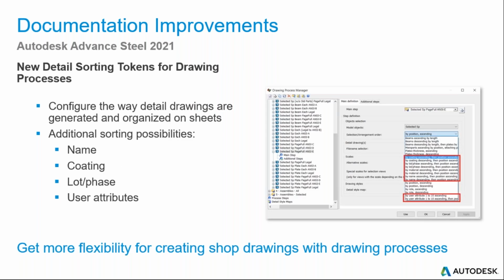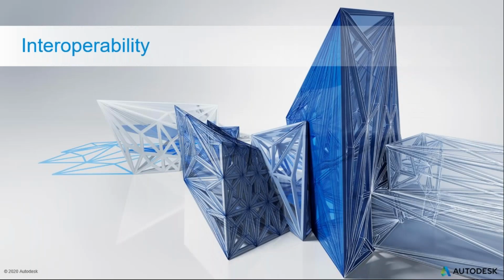With Advanced Steel, you can use one of the drawing processes available out of the box to create shop drawings automatically. In 2021, however, you have more abilities to configure the way detailed drawings are generated and organized on sheets when using a drawing process to create them. New detail sorting possibilities have been added. You can sort your drawings as per coating, lot phase, material, name, model role, or even user attributes. Again, these additional possibilities for configuring drawing processes provide you more flexibility for creating your drawing sheets.